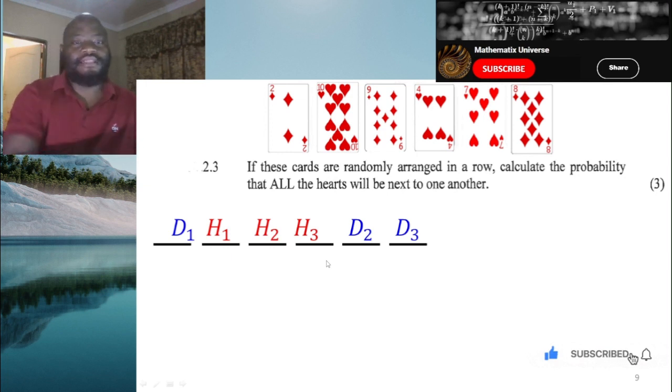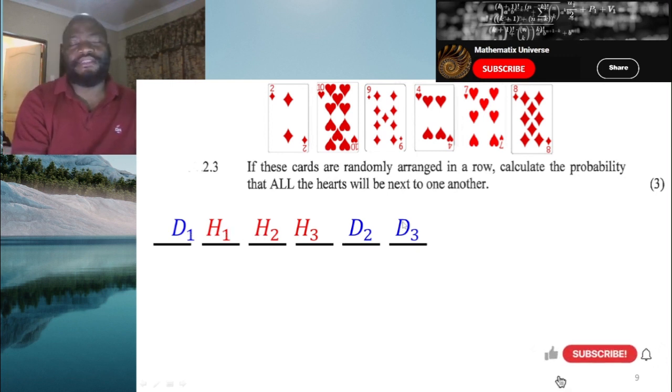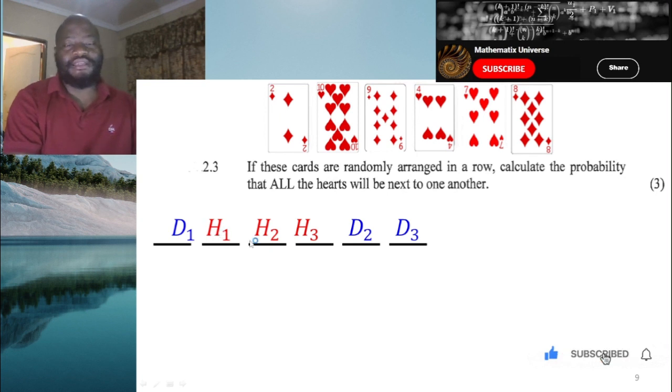So which means the hearts can be in between D1 and D2, and then again between D2 and D3, where D2 moves to the other side. And the last way, they could be at the end where D1, D2, D3 are starting, and then we have the hearts at the end. But remember, even the Ds themselves can move around. It could be D3, D1, then the hearts, then D2 at the end. And so those are all the different arrangements.